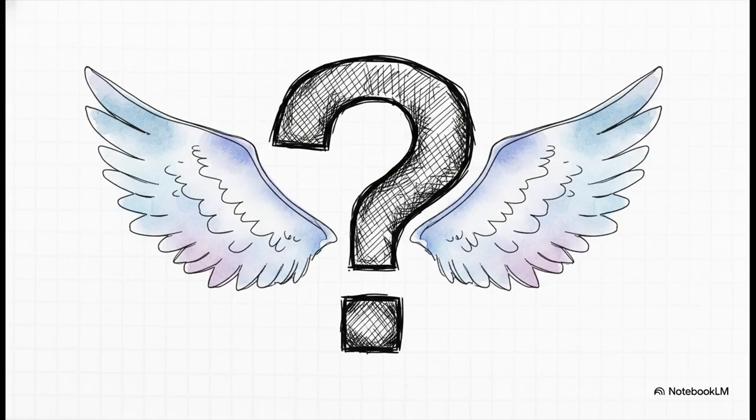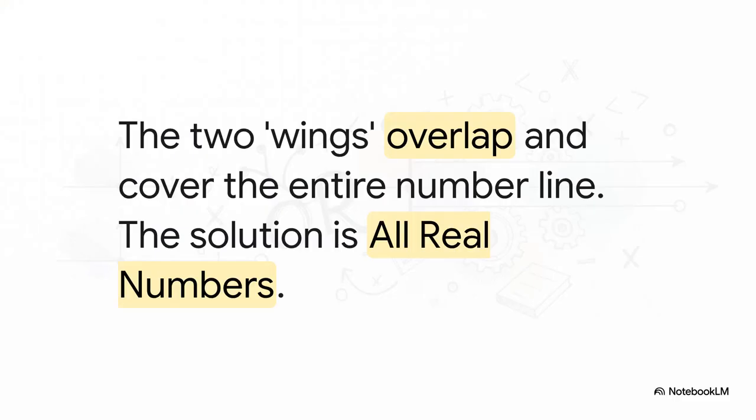And this one is kind of tricky because it looks so simple. We have x is less than 5 or x is greater than 0. Now, before we even do any math, just try to visualize this on a number line. Picture those wings. Where would they go? So, did you picture it?